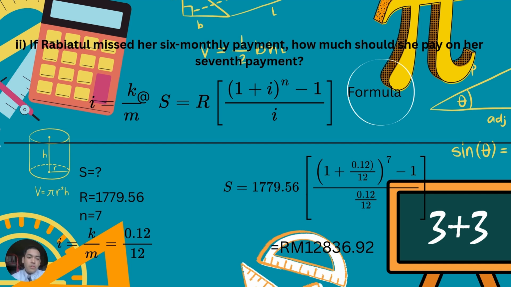So let's put all the information we have into the formula. We will get S equals 1779.56 in brackets, 1 plus 0.12 divided by 12, the I, to the power of 7, minus 1, and divided by I again, and you will get 12,836 ringgit and 92 cents. And that's for question 2.